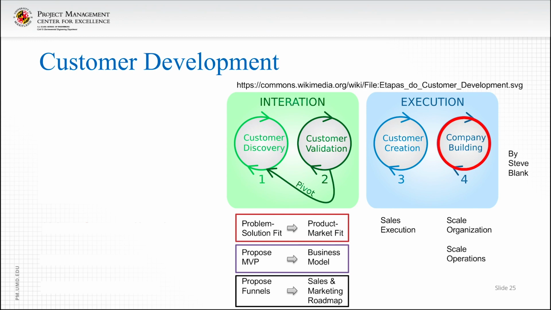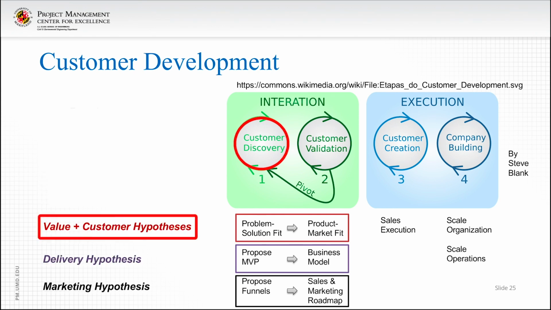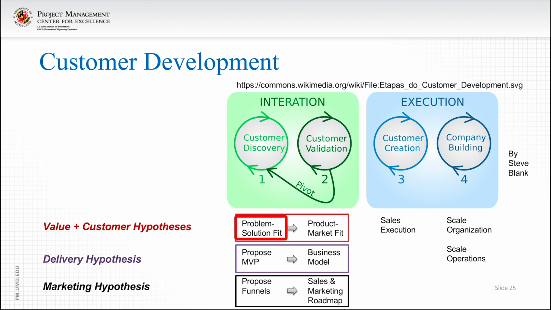In terms of bringing this back to the searching and the build, measure, learn cycle, at the very beginning in customer discovery, we are testing our value and our customer hypotheses. We're looking for that problem solution fit. We're also looking to see if we can actually deliver an MVP that works for them, something that they will buy, even if it costs more for you to make than they'll buy it for. And then we're also looking to understand, is there a way to find this customer in a regular pattern?